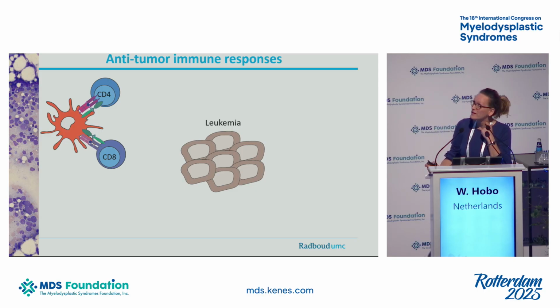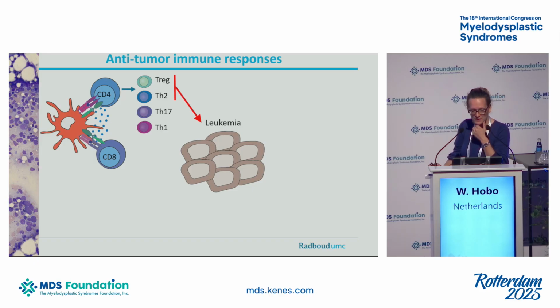So just a short recap of how the anti-tumor immune responses work. We have the important immune effector cells, the T helper cells and the cytotoxic T cells, which can recognize the leukemia cells. Upon activation by antigen-presenting cells, those T cells can become activated and exert their functions. Within the CD4 T helper cells, we have different subsets, where the regulatory T cells and the T helper 2 cells can favor leukemia development and expansion, while the T helper 1 cells and the cytotoxic T cells can eliminate the leukemia cells.